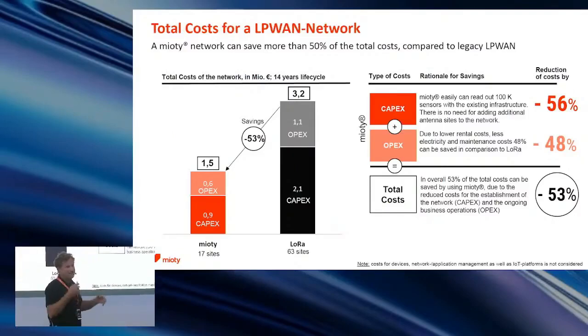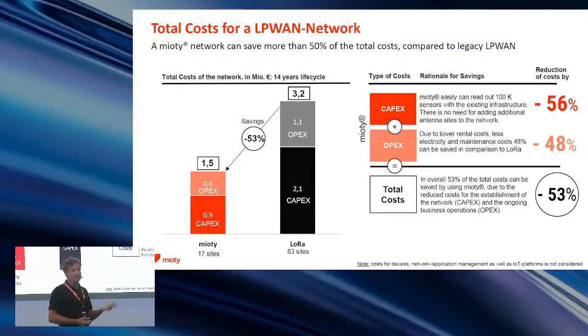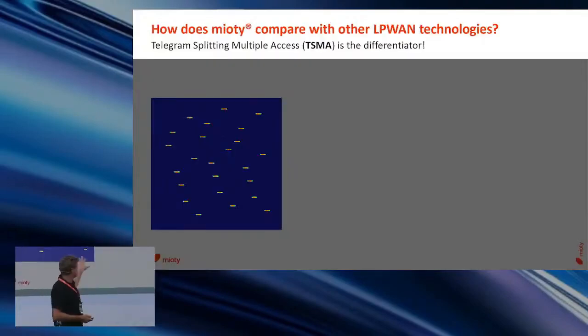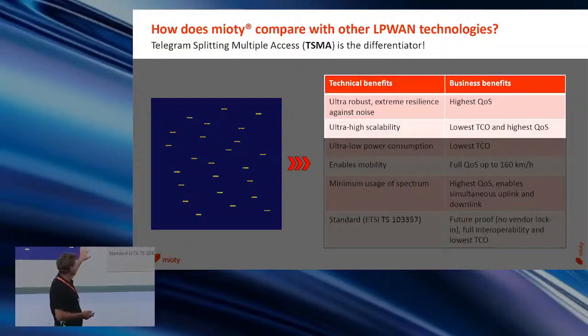You can do math in different ways, but the fact remains that one site or one antenna costs to install, but also to maintain. And this is big bucks. And the predictability as well. You don't have to densify with mioty. So this telegram splitting, which is called, by the way, the technology, really gives you some key benefits in comparison to the other technologies. I've just shown you 2 here as regards robustness and scalability.